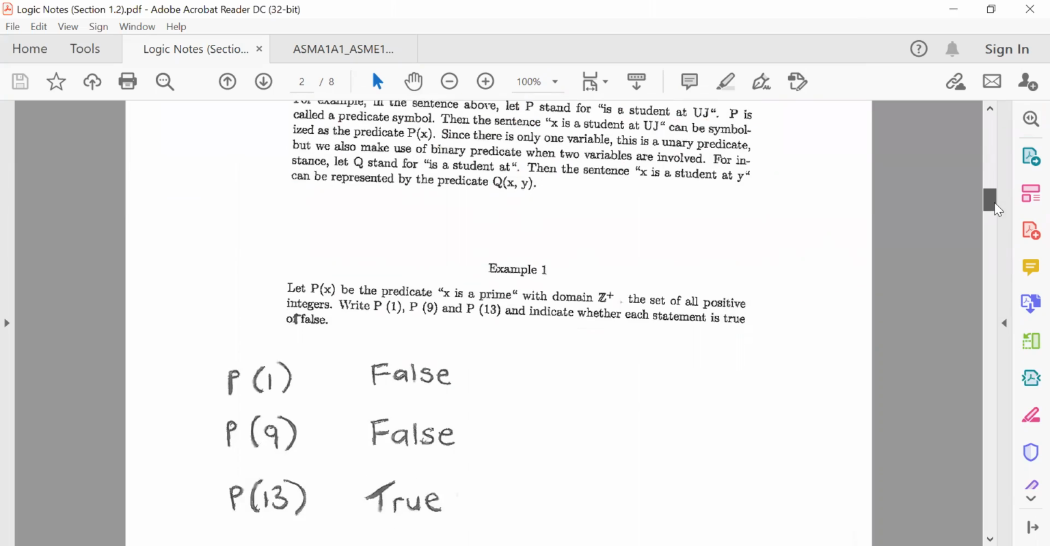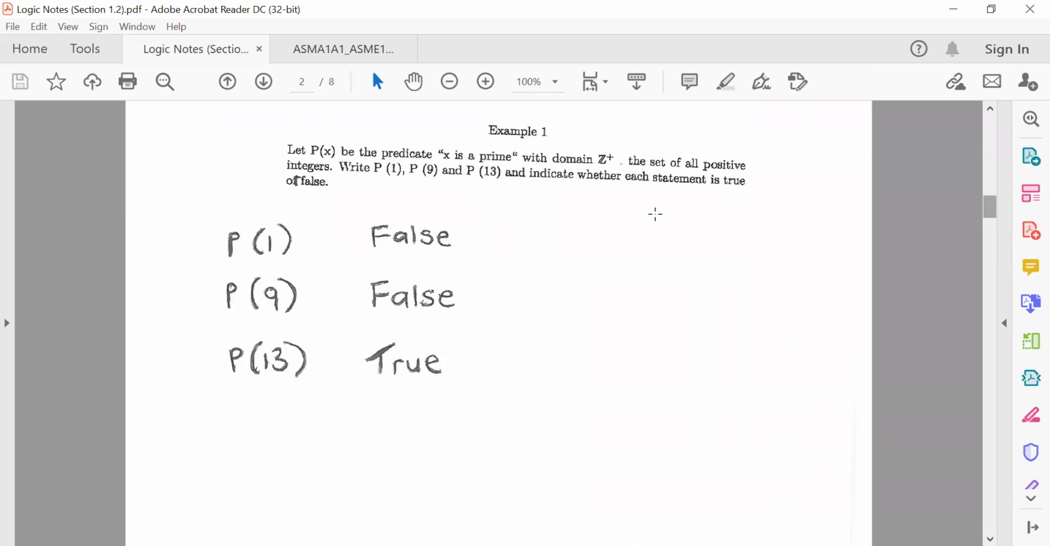Let's look at an example, example 1. They say let P(x) be the predicate "x is prime" with domain. I told you guys, for this to be a proposition, you need to specify the domain. So we say with domain Z plus, and some of you ask, what is Z plus? Z plus stands for the set of all positive integers. Now I say write P(1), P(9), P(13), and indicate whether each statement is true or false.